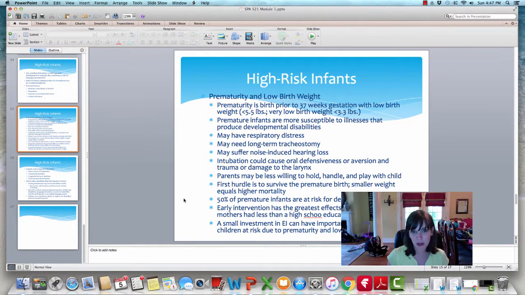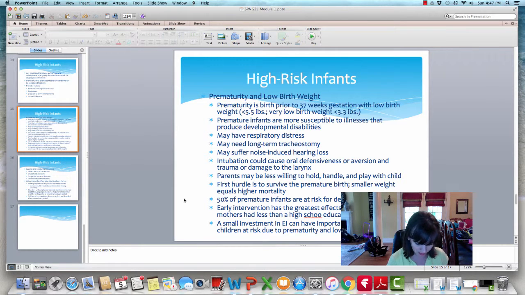All right, so prematurity and low birth weight. Prematurity is birth prior to 37 weeks gestation, with low birth weight being less than 5.5 pounds. Very low birth weight is considered less than 3.3 pounds. Premature infants are more susceptible to illnesses that produce developmental disabilities. Many have respiratory distress and might need to be intubated. They may need a long-term tracheostomy because of their particular needs when they're born. A lot of times with the respiratory distress, their lungs haven't developed, and they have to get steroids at birth to help develop their lungs, to help them get to the point where they can breathe on their own independently.